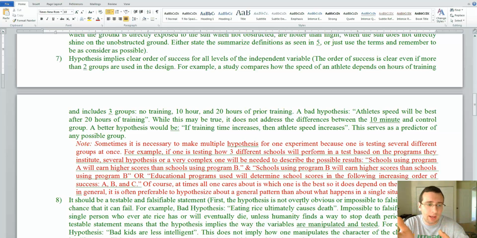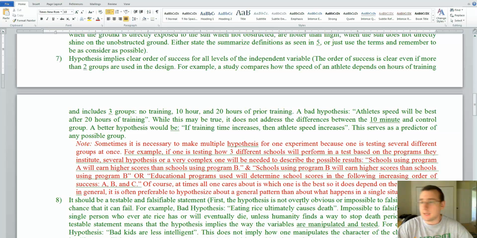Is it the 10-hour or is it no training? So you see, a good hypothesis establishes a relationship that works in all the groups. So, if you left the hypothesis the way it is here, that's saying athletes will be best at 20 hours of training, you're not describing what happens between the 10 and the 0 training. A better hypothesis would be like, if training time increases, then the athlete's speed also increases. Because this will serve as a predictor that explains the relationship across all groups.